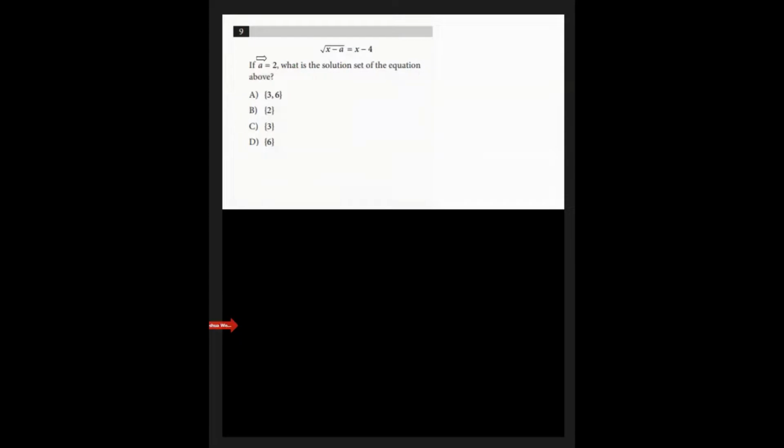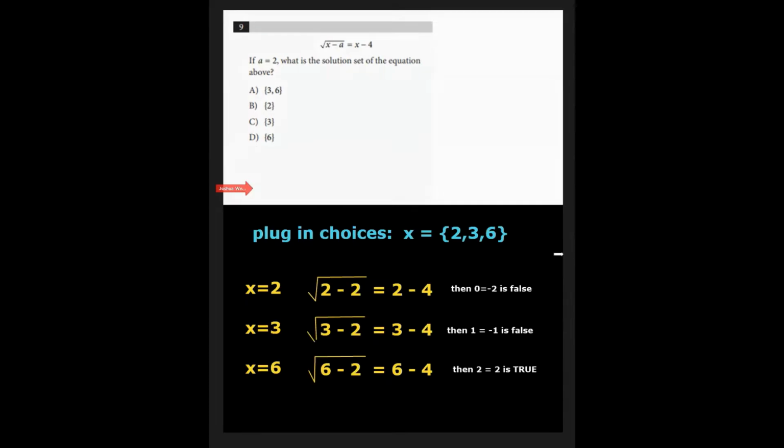Question number 9, a square root question. Here we're given that the square root of x minus a equals x minus 4. If a is equal to 2, which is the solution set of the equation above? Well, look at the choices. There's really combinations of 2, 3, 6, or the combination 3 and 6. So by plugging in those 3 values from those sets, 2, 3, and 6, we can see if any of the statements are true for this square root equation.